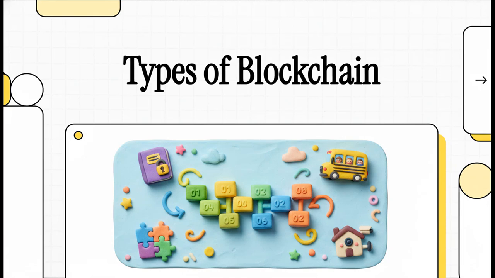All right, so let's talk about blockchain. I know, it can sound super complicated, right? But what if I told you it's actually pretty simple to understand once you break it down? Today, we're going to do just that. We're going to tackle the four main types of blockchain using analogies you already get. Think public parks and private malls.